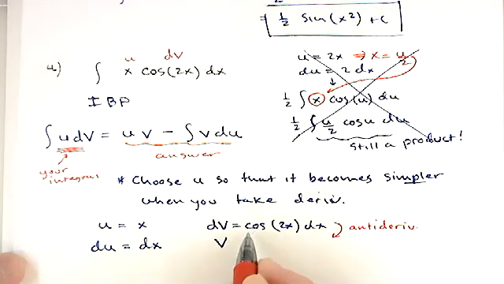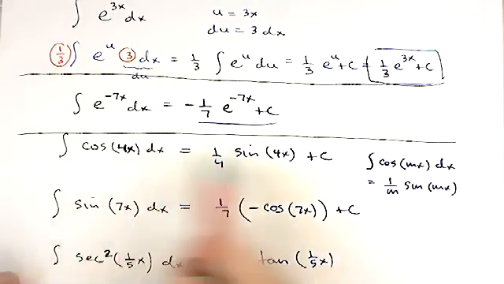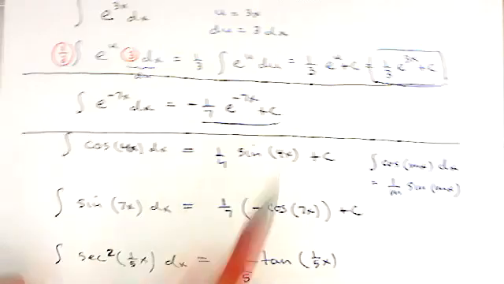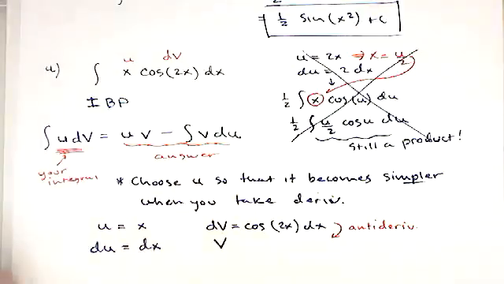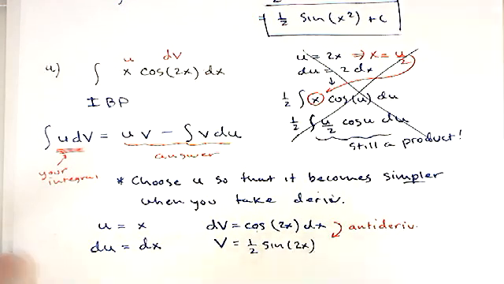And notice, to find the antiderivative of cosine of 2x, that's like a mini u substitution, isn't it? It's a mini u substitution. And I've got a long enough problem already as it is. So you want to be able to just tell me that the antiderivative of this is going to be 1/2 sine of 2x. Does that make sense?